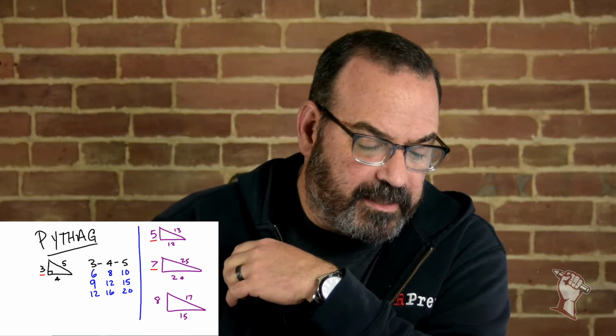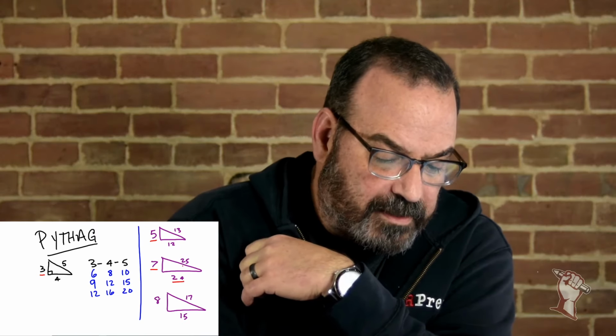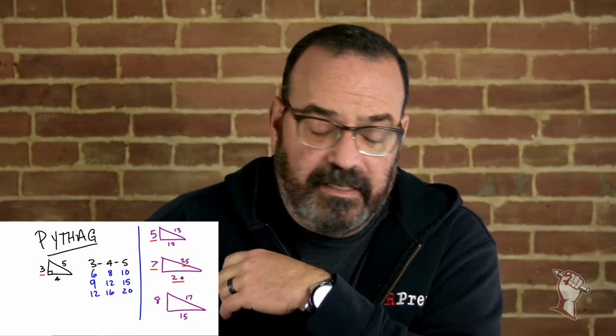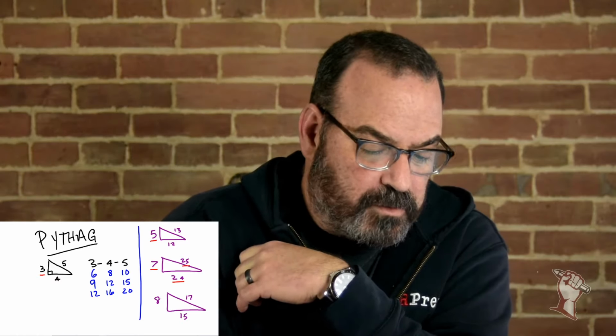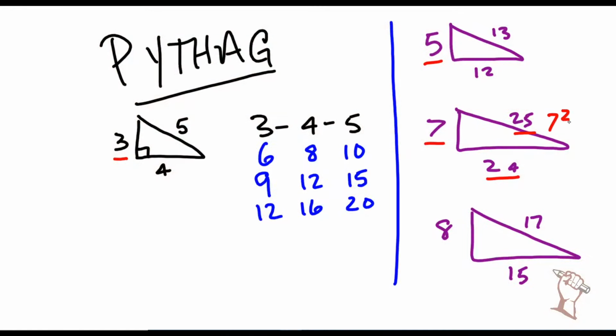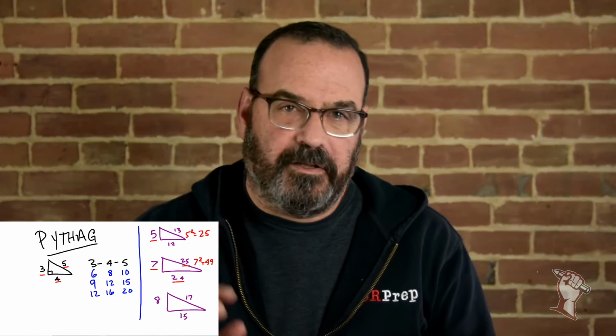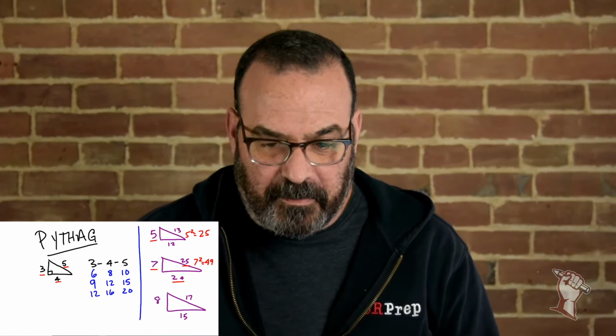And interestingly enough, the sum of the other two sides, like 7, 24, 25: 7 squared equals 49, and the sum of the other two sides is 49. 5 squared is 25, and 12 plus 13 is 25. 3 squared is 9, and of course, 4 plus 5 is 9. Little bit of a tidbit, a little bit of math trivia, not so important.